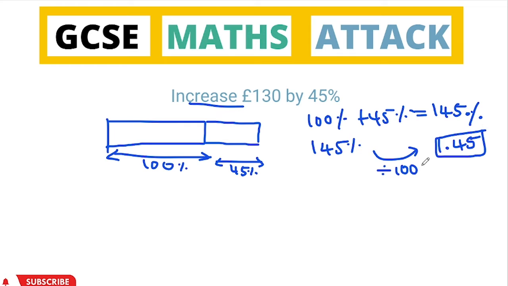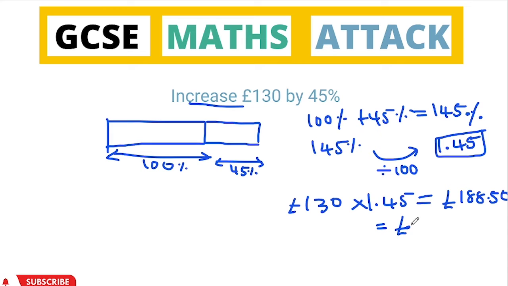This 1.45 is a multiplier. So I'm going to get my 130 and times it by 1.45. If I put that in my calculator, I should get 188.50. So 188.50 would be my answer. You don't necessarily have to draw a bar model. This is just a visual representation. Some students are able to see this without drawing a bar.